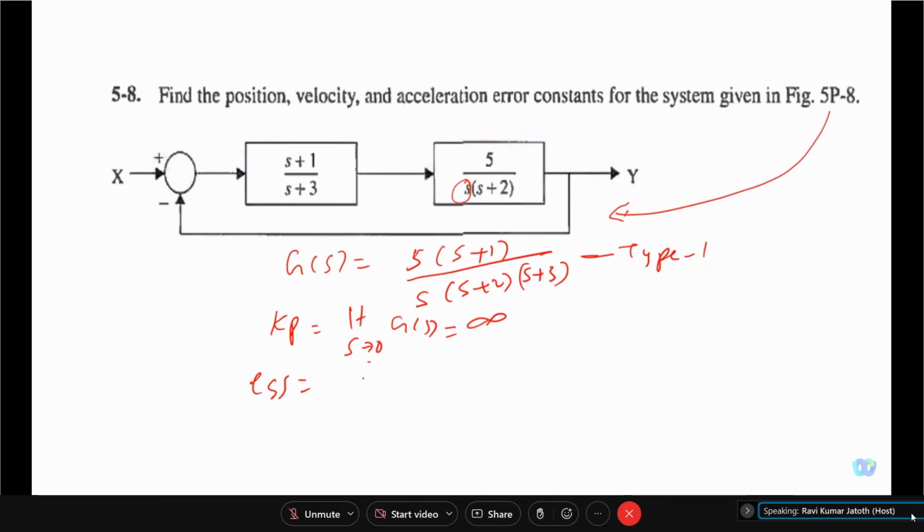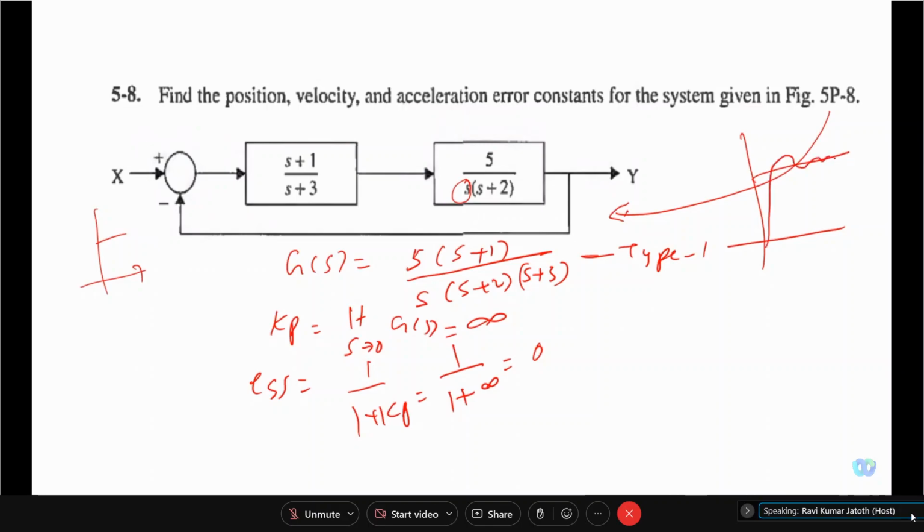So ess is 1 by 1 plus Kp, so this is 1 by 1 plus infinity. So what is the steady state error? 0. Means what? When the input is a step signal and it is a type 1 system, then after some time, the input and output both will be the same. That is the meaning. And what is Ka?